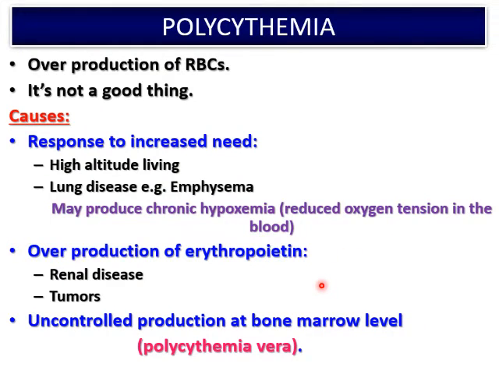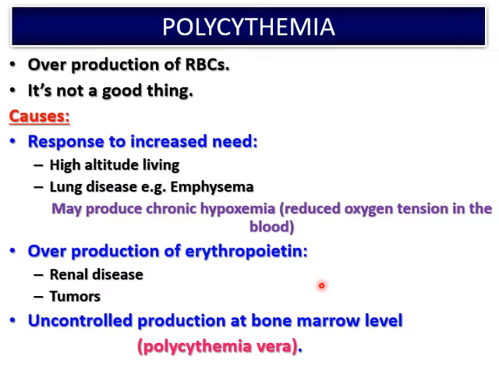What is the meaning of polycythemia? Polycythemia means we have overproduction of red blood cells. And usually it can occur due to hypoxia. Hypoxia, like in people that live at high altitude, and also people that suffer from lung disease like emphysema.